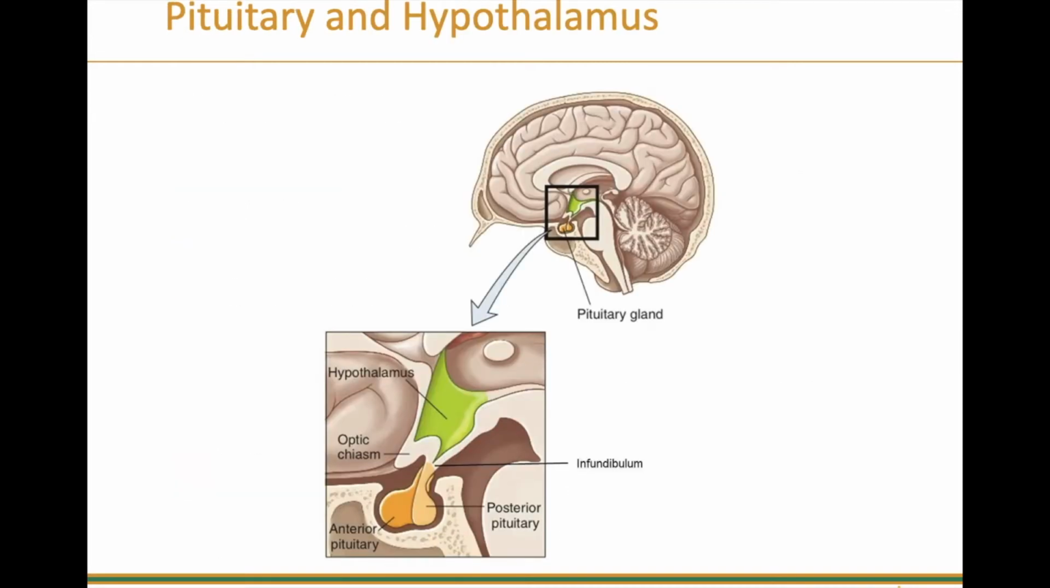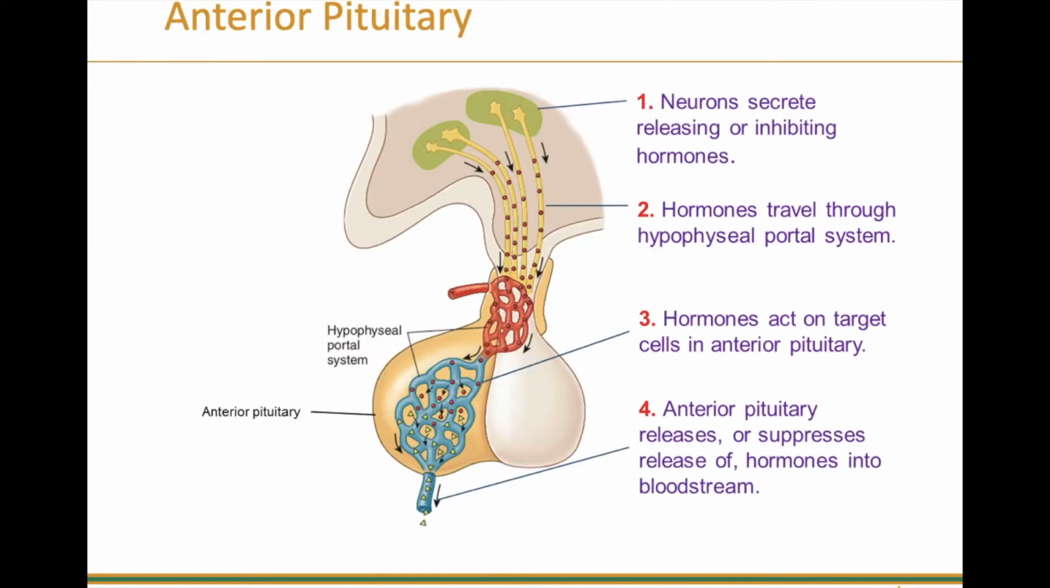Alright, now we need to describe how the hypothalamus controls the secretions of the pituitary gland. So the hypothalamus is right above the pituitary gland, and there's a special blood vessel system in between the two called the hypophyseal portal system. So the neurons secrete either releasing or inhibiting hormones, neurons from the hypothalamus. Those travel through this hypophyseal portal system and to the anterior pituitary, and then it will release or suppress hormones.